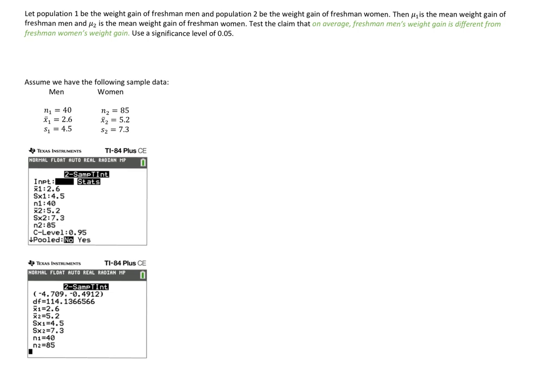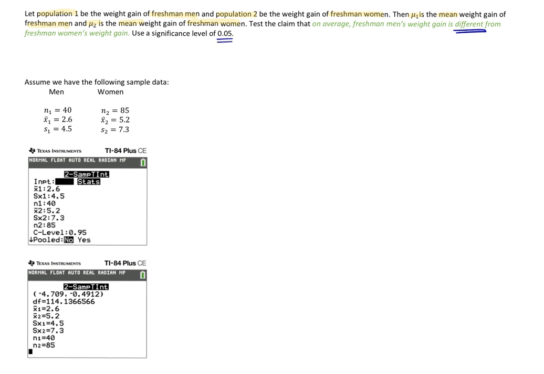So referring back to the freshman 15 article, let's assume that population 1 represents the weight gain for freshman men, and population 2 is the weight gain for freshman women. Then mu1 would be the mean weight gain for the freshman men, and mu2 would be the mean weight gain for freshman women. This is the claim that we're going to test. We're going to test the claim that on average, freshman men's weight gain is simply different from freshman women's weight gain, and we're going to use a significance level of 0.05.